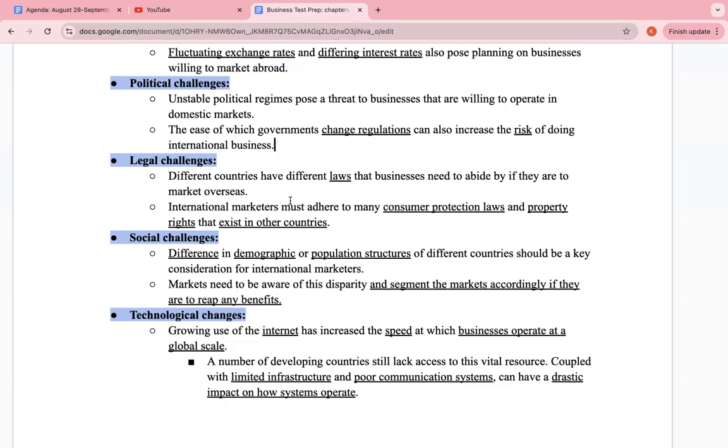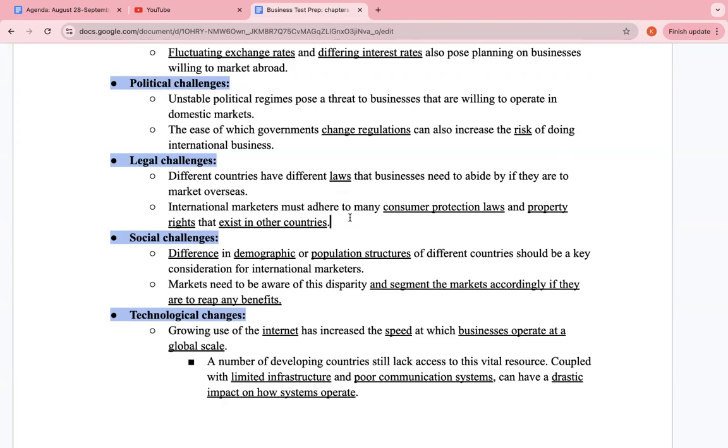But yeah, so legal challenges. Different countries have different laws that businesses must abide by if they market overseas. International marketers must adhere to many consumer protection laws and property rights that exist in other countries. Okay, so again, political and legal really depends on the country, but this can really negatively affect the operations of the business.